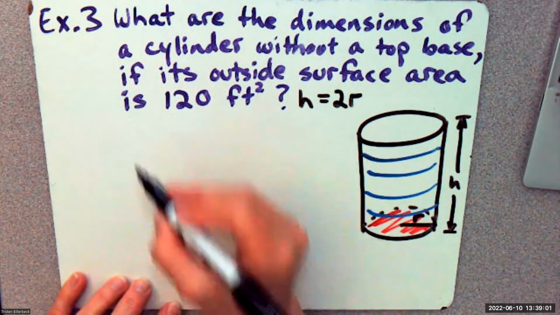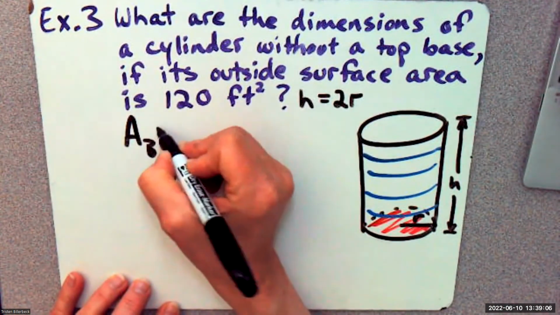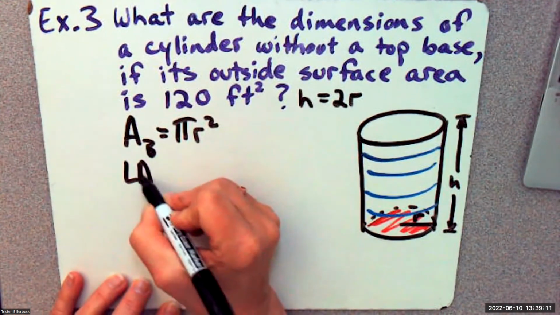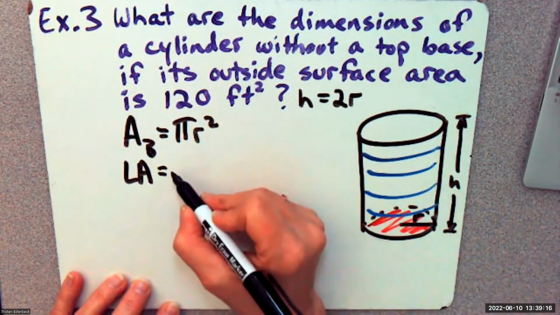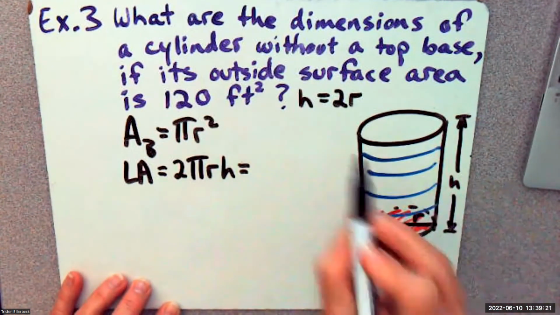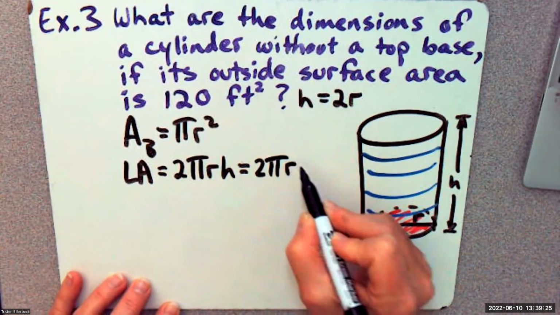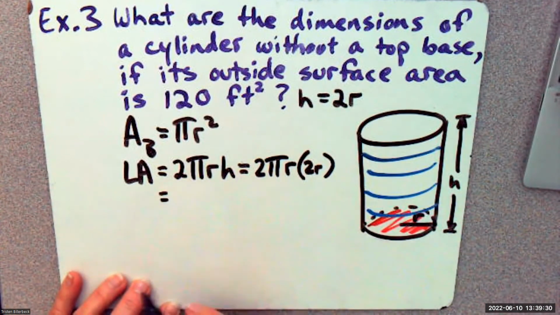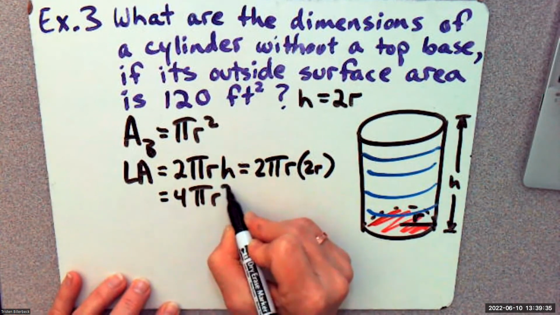All right, so our first area, the base area. So we have the area of the base is pi r squared. The lateral area, this blue lateral area, is the circumference, which is 2 pi r times the height. But the height is twice the radius. So we have 2 pi r times 2r, which gives us this lateral area, then is 4 pi r squared.